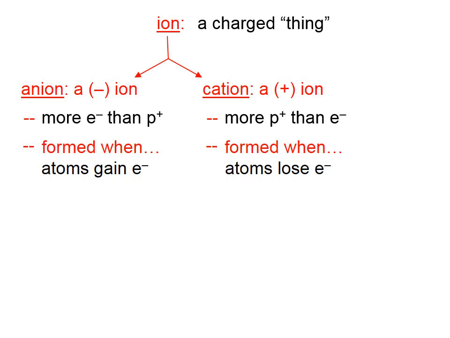So the number of protons doesn't change. It's the number of electrons. If something gains electrons, it becomes an anion. If something loses electrons, it becomes a cation.